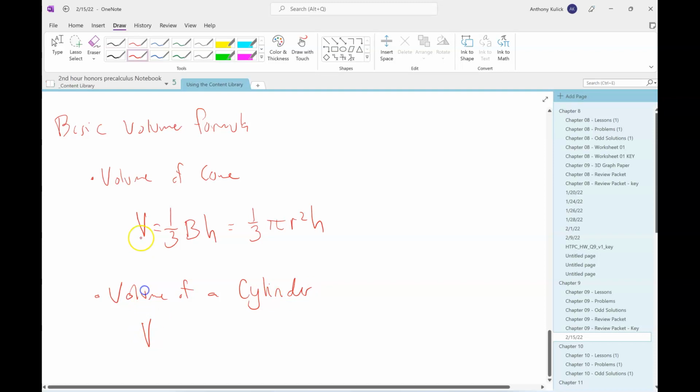How about the volume of a cylinder? Anybody remember that one? Area of the base times the height. In a cylinder, what's the area of the base going to be? Pi r squared.